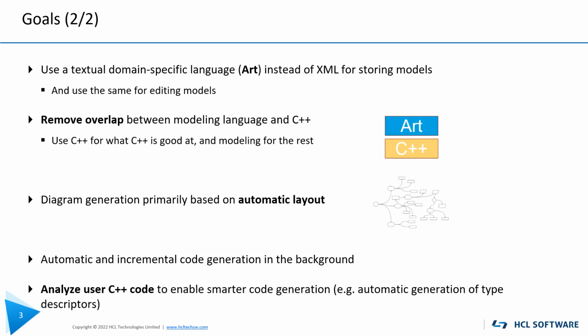And this is a constant source of confusion, especially for new users that come and maybe they know C++, but they don't know UML. And it's kind of confusing. Why is there this overlap? And it has, of course, historic reasons. So we wanted to have a clear separation between the modeling language and the target language, so there is no overlap. Basically, use C++ for what C++ is good at and use modeling for the rest.